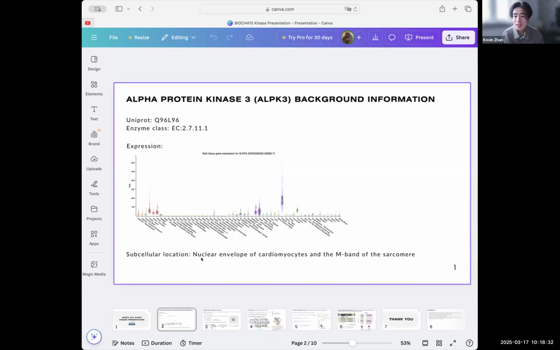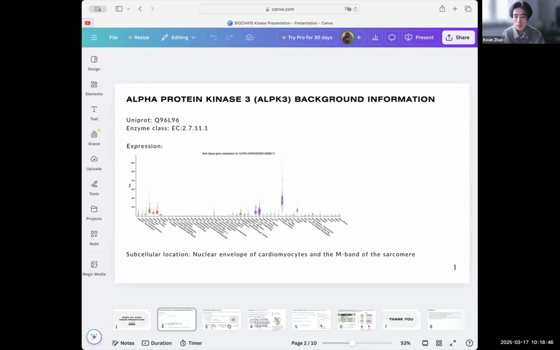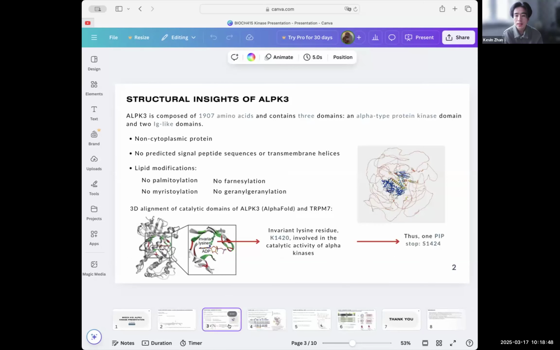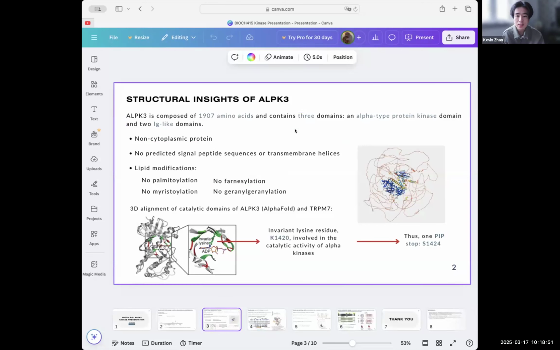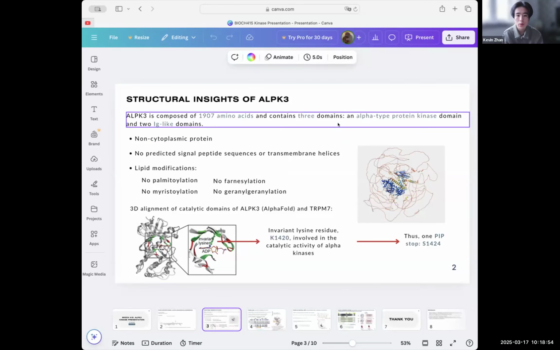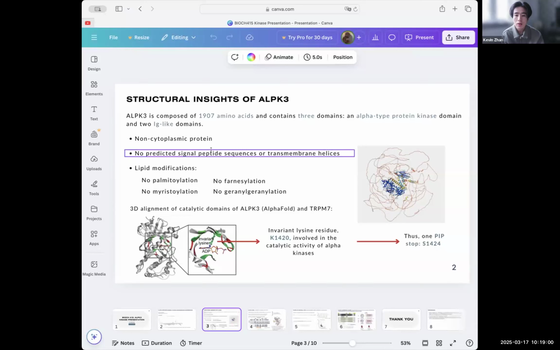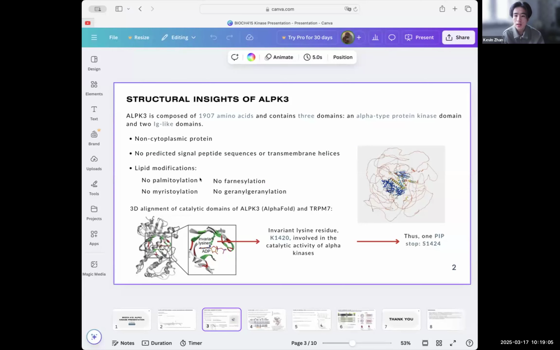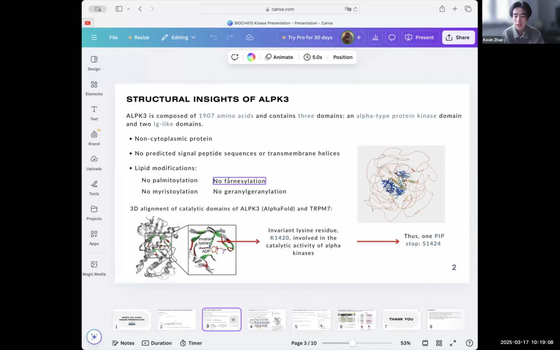Okay, so the subcellular location is in the nuclear envelope, specifically in cardiomyocytes, as well as the M band of the sarcomere, where the sarcomere is a fundamental repeating unit of muscle, specifically skeletal muscle. In terms of the structure of ALPK3, it's composed of 1,907 amino acids and contains 3 different domains, an alpha-type protein kinase domain, as well as 2 Ig-like domains. It's a non-cytoplasmic protein, and there are no predicted signal peptide sequences or transmembrane helices. In terms of lipid modifications, there are no palmitoylation, no myristoylation, no farnesylation, and no geranylgeranylation as well.